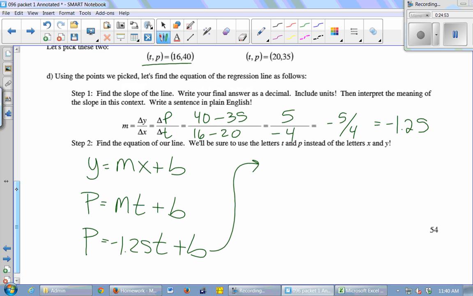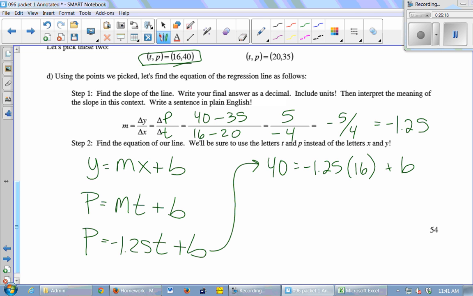Correct. You pick one of the two points. Let's use this one since it's already underlined. This is a t comma p, so 16 is t and 40 is p. Replace the p with 40, replace the t with 16. Now the only thing unknown in that equation is b, and I can solve for it.